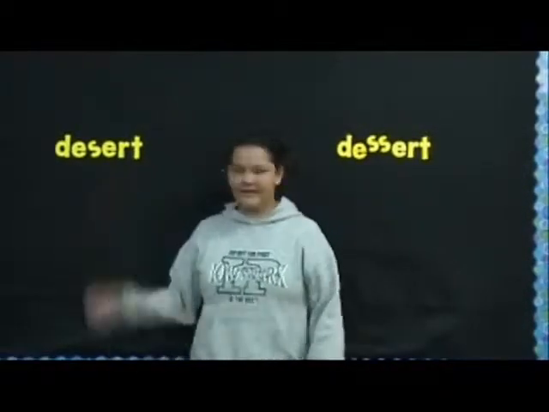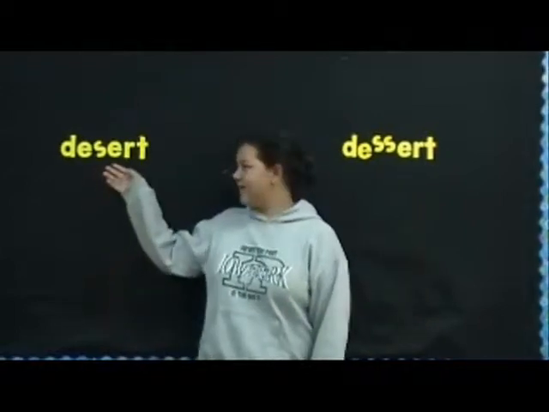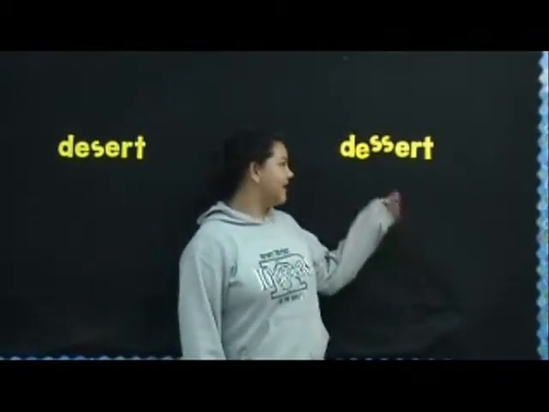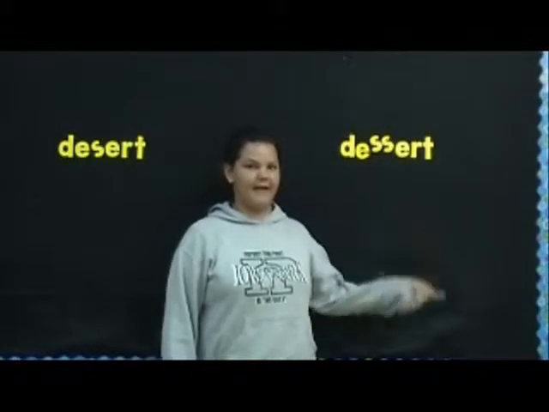I have desert and dessert. Desert has one S and it's hot and full of sand. Dessert has two S's and it's like a piece of cake or pie.